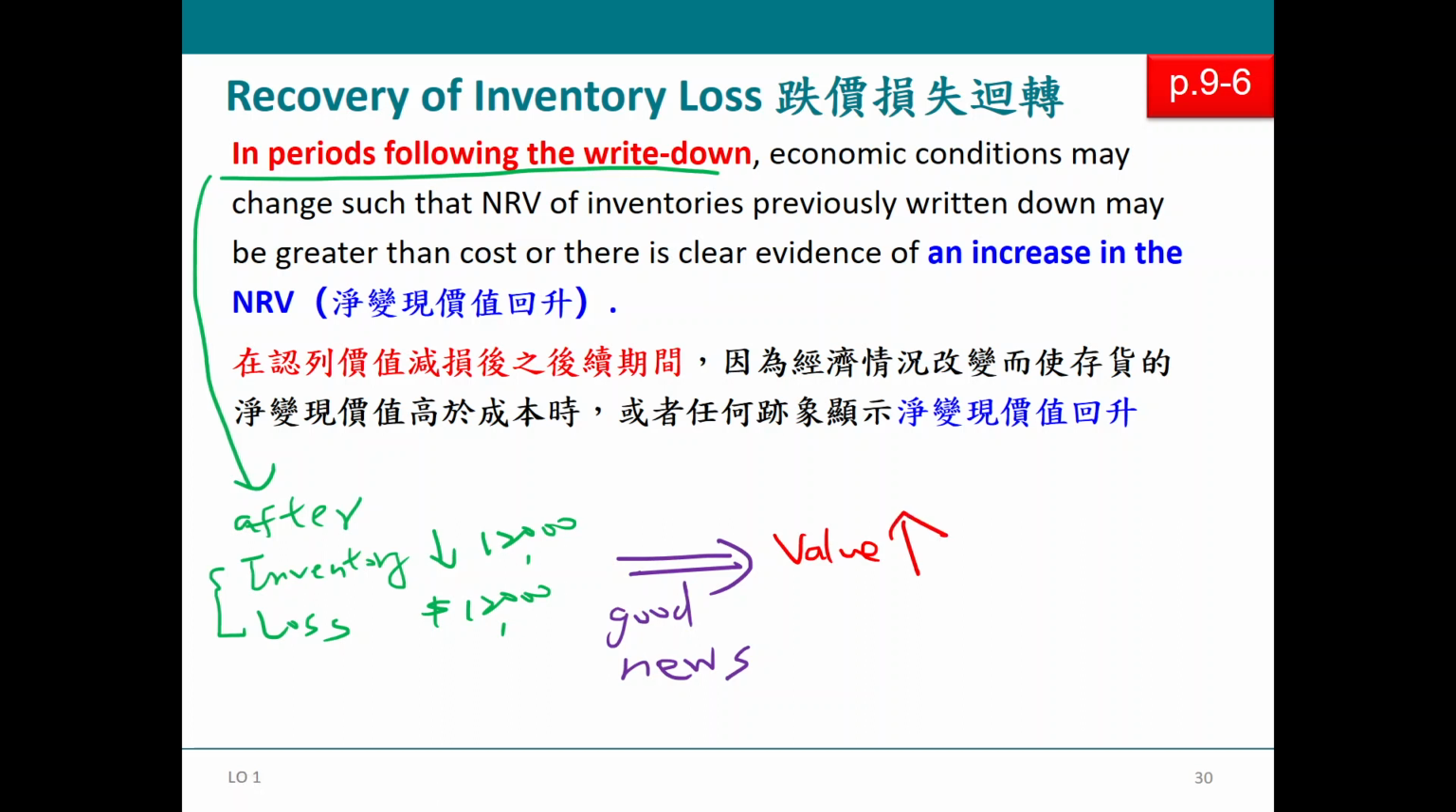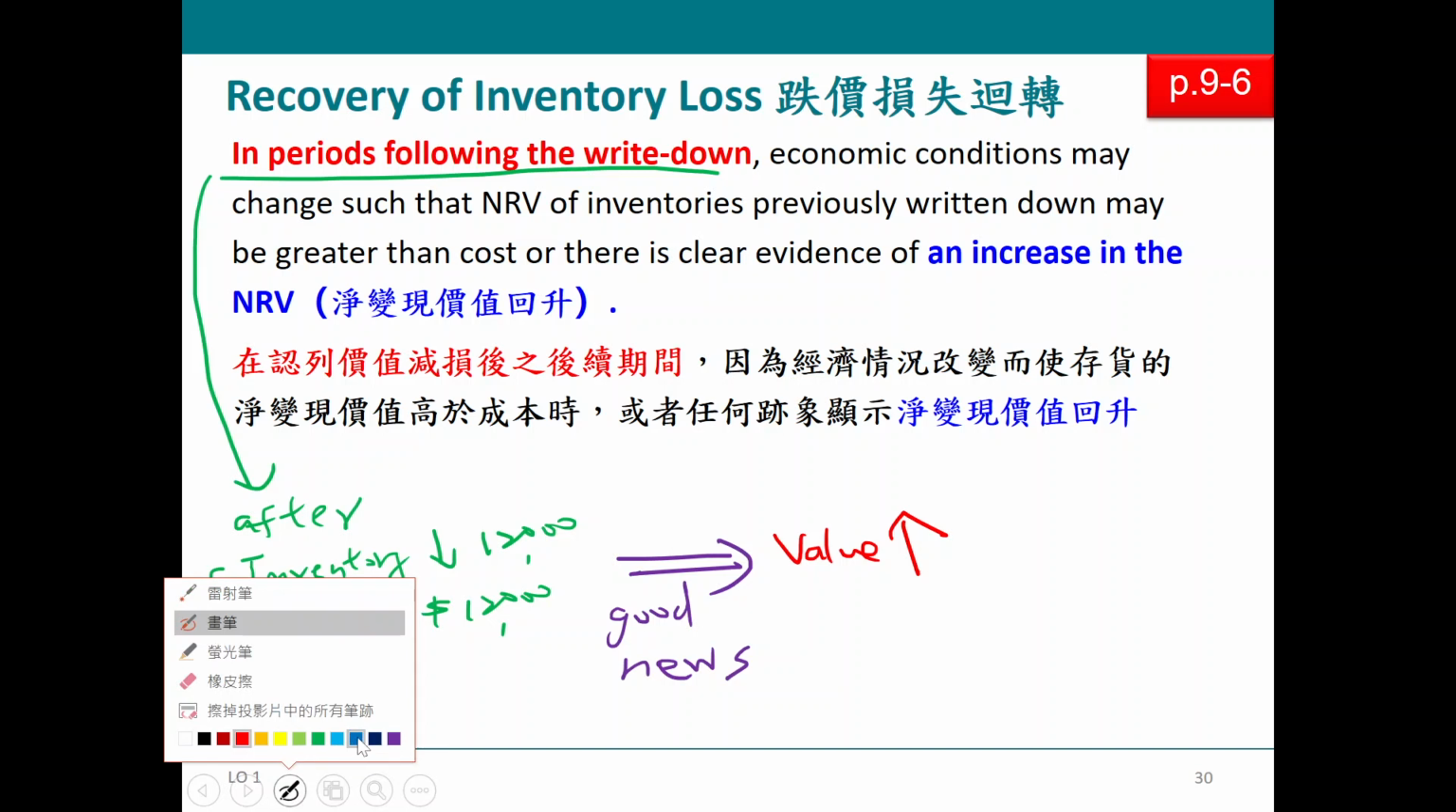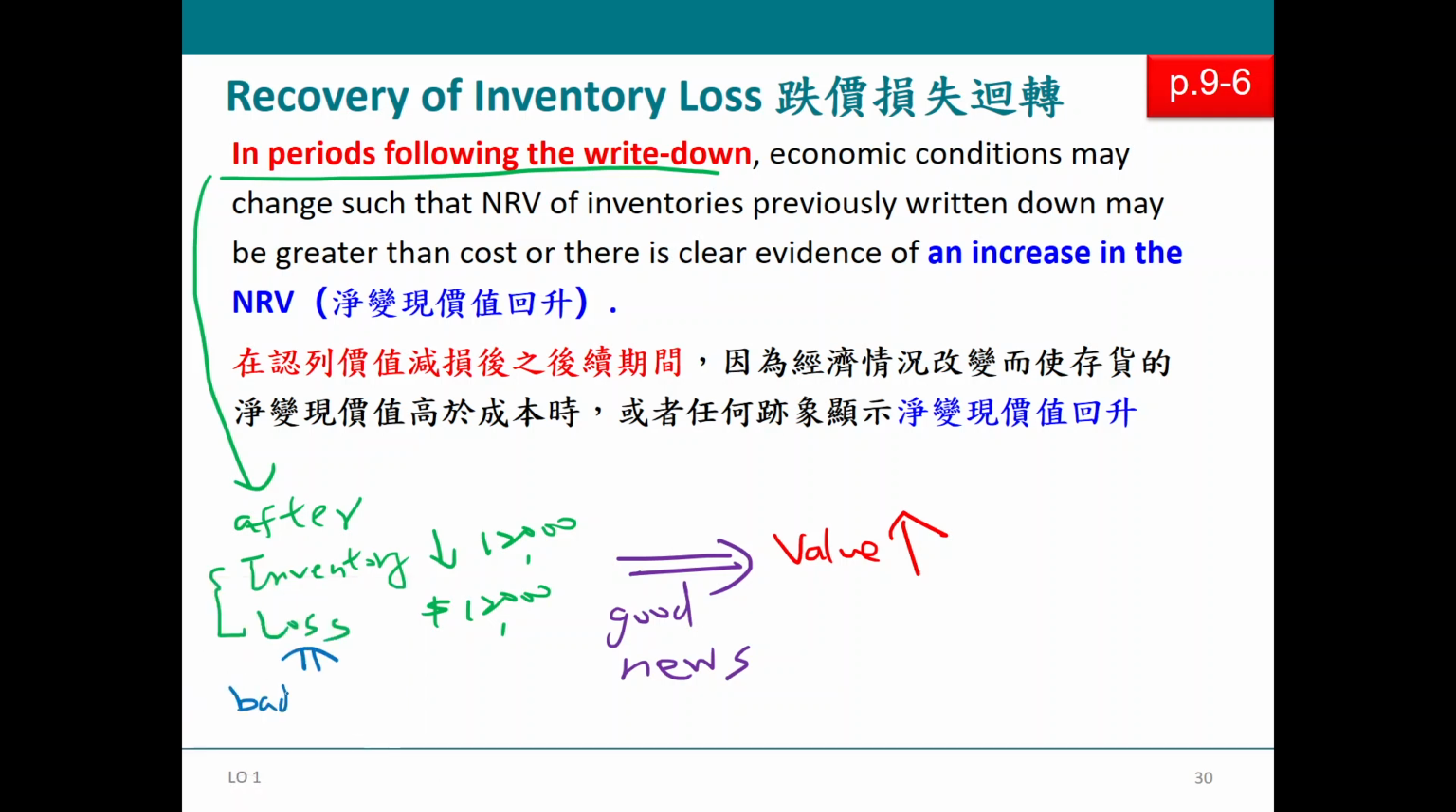What kind of good news? Maybe before, the bad news is you heard iPhone 15 is coming out, right? So iPhone 15 is coming soon, which made your iPhone 14's value decrease.